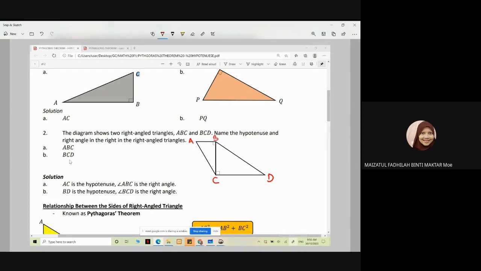For the next one, triangle BCD, which one is the hypotenuse? BD is the hypotenuse because BD is the longer side and also opposite this small square here. And BCD is the right angle triangle, because this is 90 degrees. Remember, right angle triangle means the value equals 90 degrees.